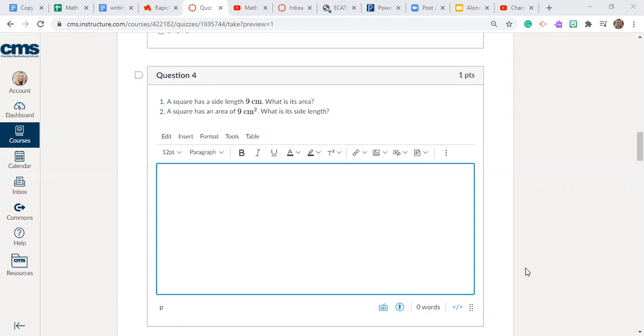Part 2 of question 4. A square has an area of 9 centimeters squared. What is one side length? Again, question 2, a square has an area of 9 centimeters squared. What is the side length? Pause and do the math.